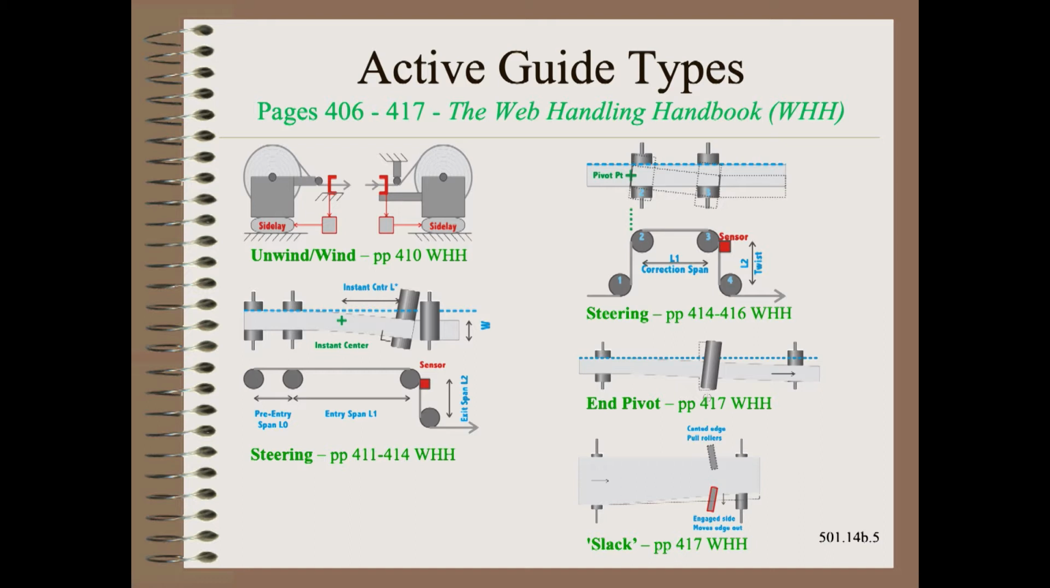There are 5 common types of active guides as shown here. The choice of which is best for you depends first on where corrections should be made, and second on a number of very stringent path routing requirements. Please see pages 406 through 417 from our must-have Web Handling Handbook for applications and application details.